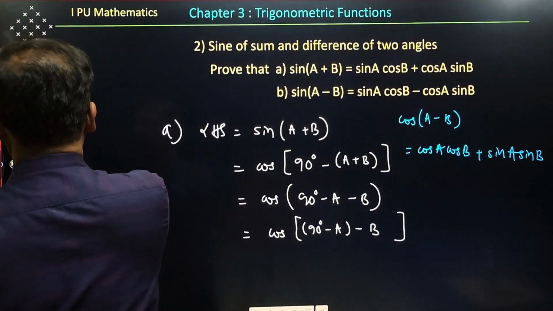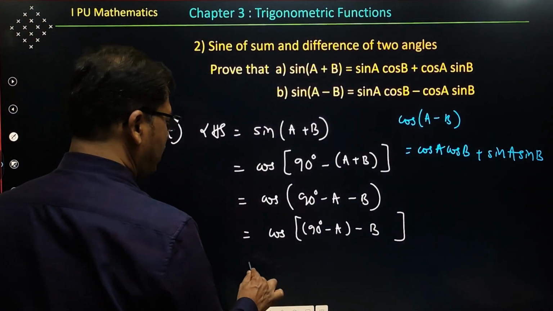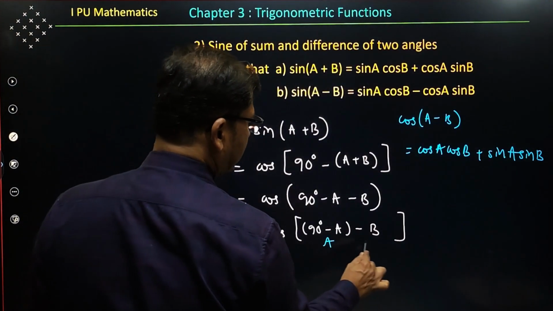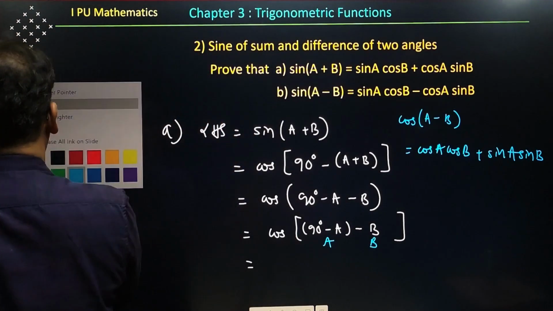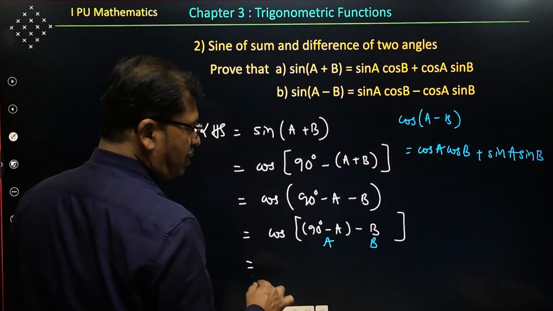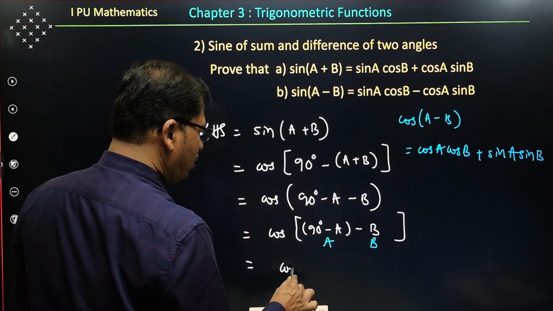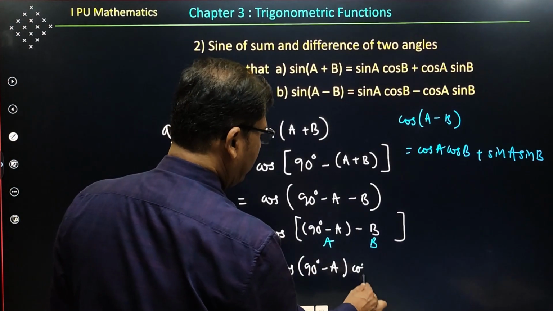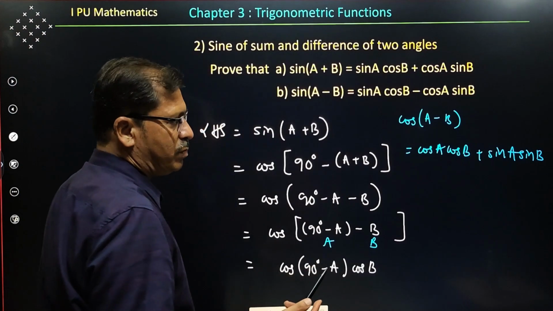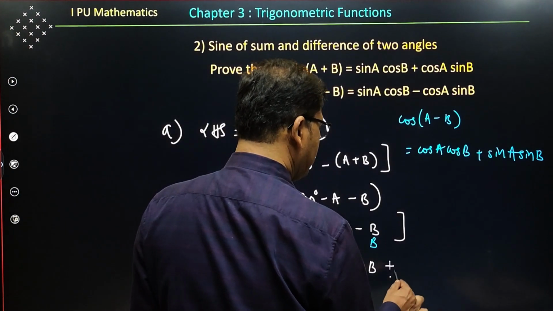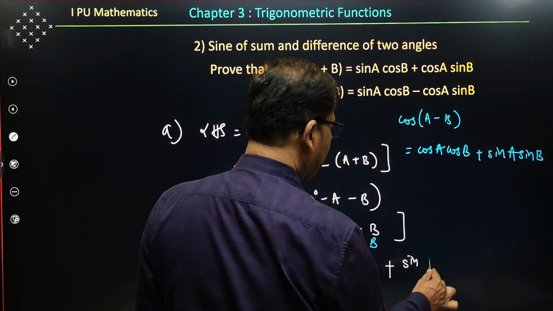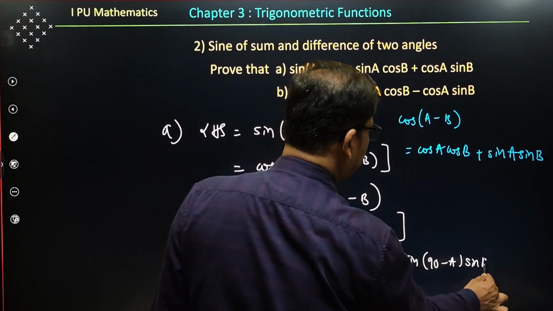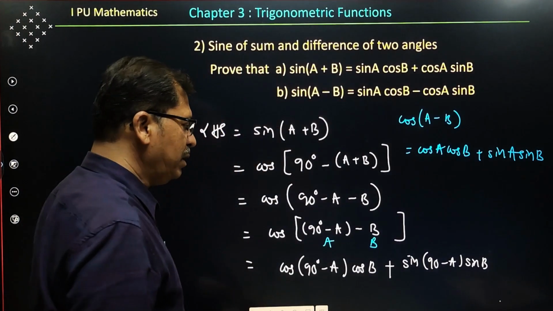cos a cos b, that is equal to cos a in place of a here, this is a and then this is b. Cos a cos b, that is cos of 90 minus a into cos b. Okay, cos b, no change. Plus is there in the rule, sin a sin b. A means 90 minus a into sin b. Last step.